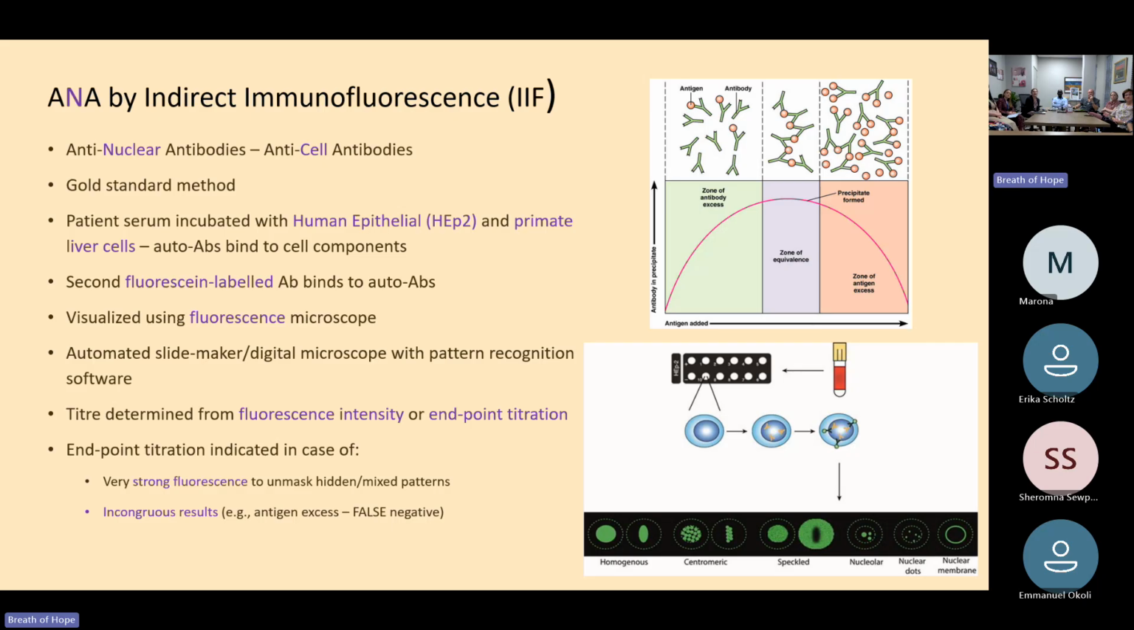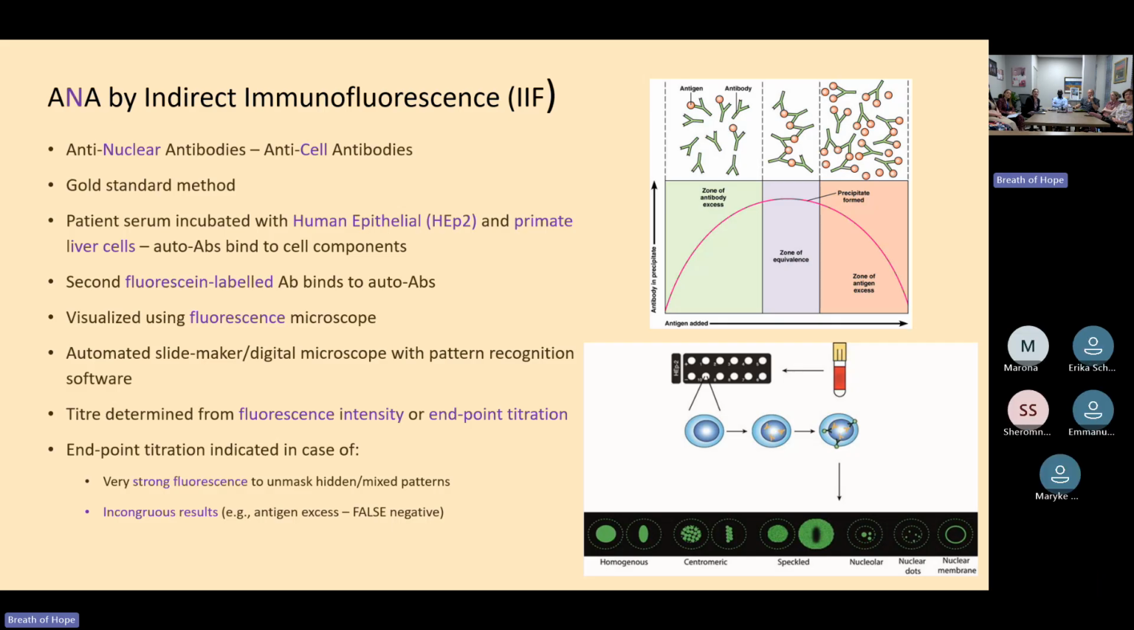The next step is to add a secondary antibody that's fluorescein labeled. That antibody then attaches to the autoantibodies that have become linked to the slide. We wash it again, and then we visualize the fluorescence using a fluorescence microscope. This picture is a little bit small, but what you can see here is the cell. The dark blue part is the nucleus, and that's the cytoplasm. There are some tiny antibodies that have become affixed over there, and then you have your secondary antibody.